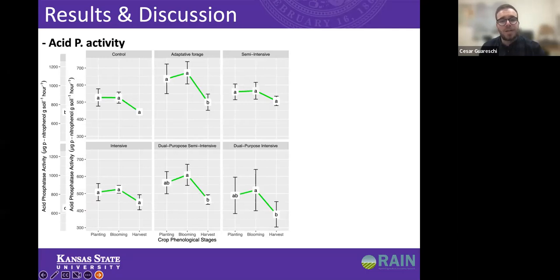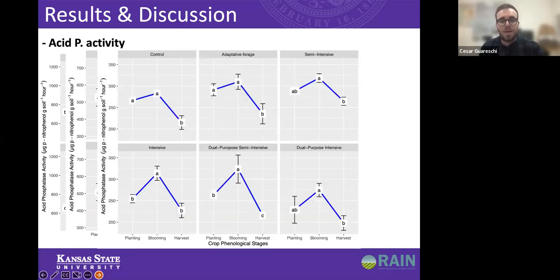We can see a decrease from blooming towards harvest in activity in the intermediate layer, and also a decrease pretty much in the last layer. We have kind of a boost also in the blooming stage, but going to a decrease in the harvest stage.